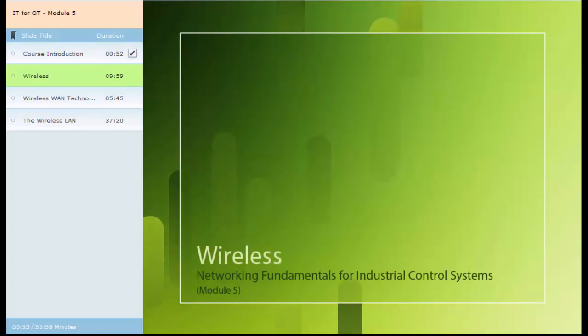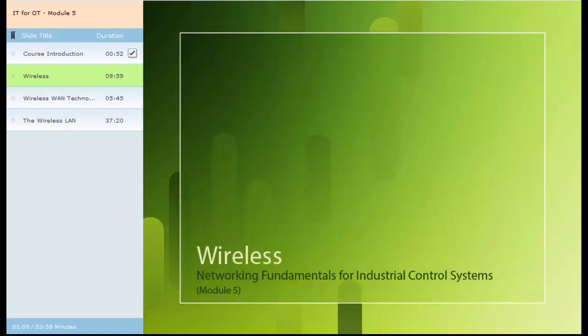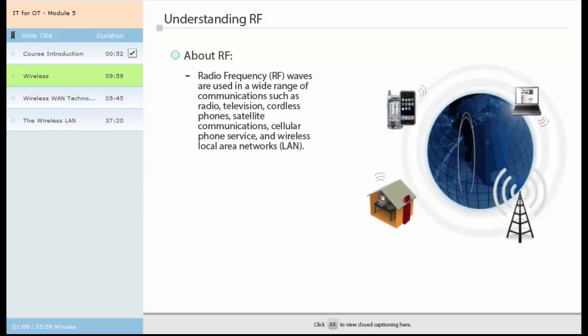In this lesson, you will be introduced to the concept of wireless networking and the RF environment, RF attributes, and licensing agencies, as well as wireless usage and topologies. Radio frequency waves are used in communications such as radio, televisions, cordless phones, satellite communications, cellular phone service, and wireless LANs. RF is around everyone and everything and comes in many forms.